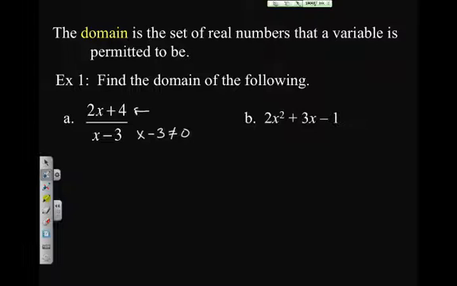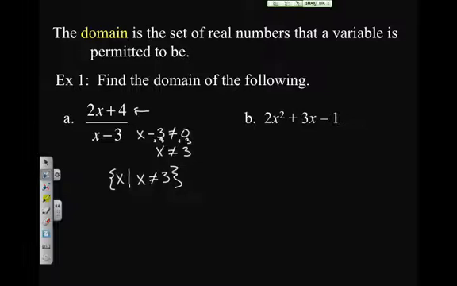So we know that x minus 3 cannot be 0, so when we add 3 to both sides, x cannot be 3. When we write this out in set notation, we write the set of x's such that x does not equal 3. And that gives us our domain. It's anything except for 3.